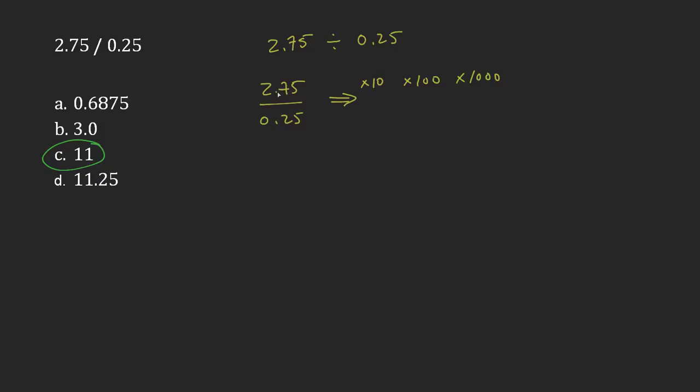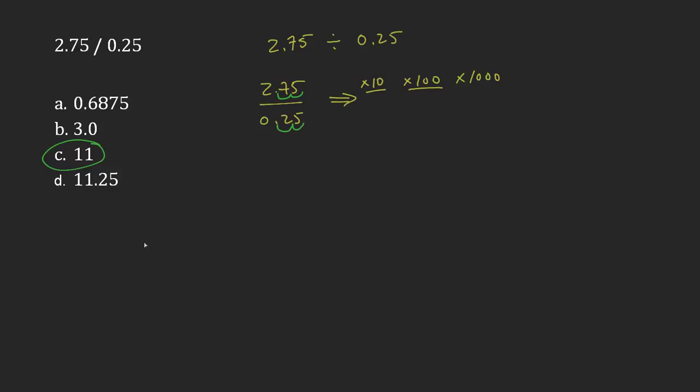So if I multiply by 10, that's going to move my decimal over one place, and that's not going to be enough. But if I multiply by 100, then I'm going to move the decimal over two places, so it'll just be 275 on the top. On the bottom, it would be 0.25, or just 25 on the bottom, which makes things a lot easier to work with.